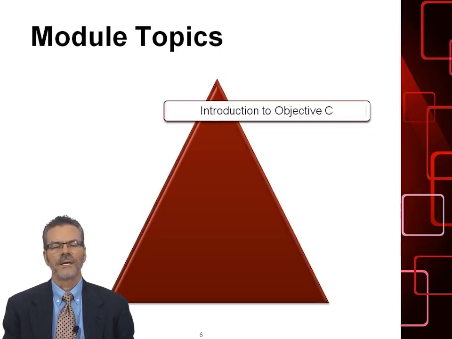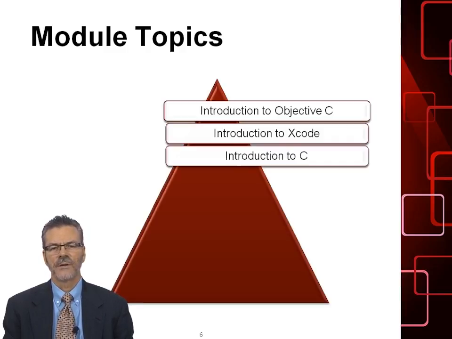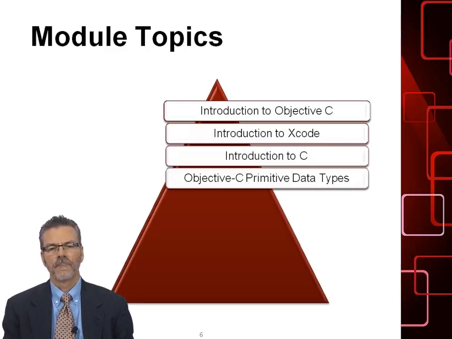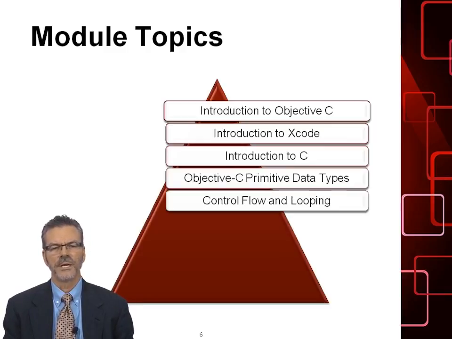So where are we going as we go through this course? First, we begin at the very high level, talking about an introduction to Objective-C, really seeing the big picture. We will look at how we use Xcode to actually write Objective-C code. And along the way, we're going to learn about the C programming language, because C is at the foundation of Objective-C. We'll then see how we can use Objective-C primitive data types, things like integers and floating points and booleans.